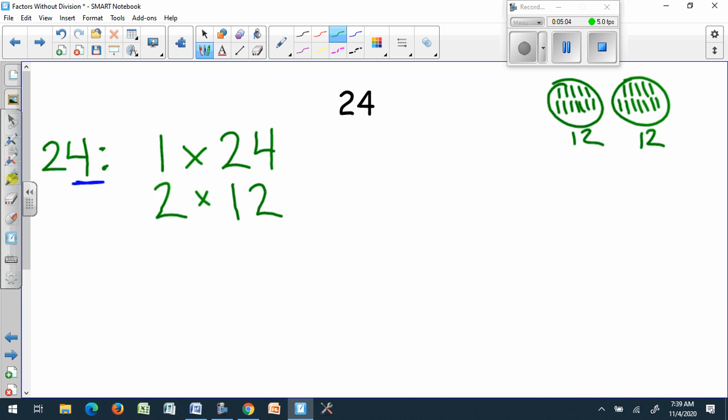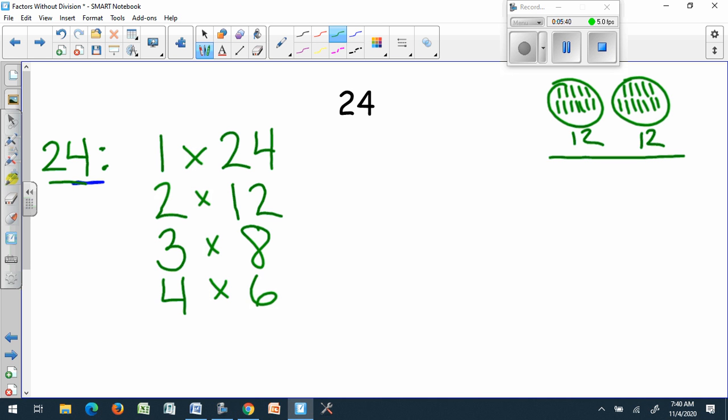Okay, my next factor, I'm going to go right down the line, and I'm going to think to myself, how about the number 3? Can I take 24 and divide it into 3 equal groups? And this is where your multiplication facts are so important, because hopefully you knew right away that you can, because 3 times 8 equals 24. Okay, let's try 4. Again, this is where your facts really help you, because if you know your facts, you know that 4 times 6 equals 24, and you don't have to do any of the work like I did over here.